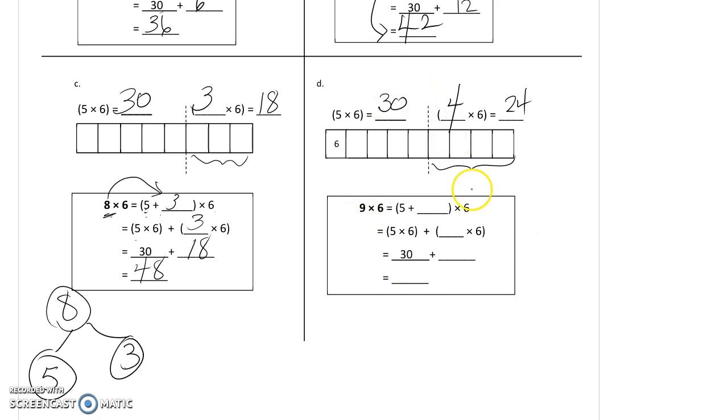So we put it together down here. I have a total of 9 groups, which I can break into a 5 fact plus a 4 fact. 5 plus 4 is 9. There's still 6 in each group. Now under here I'm multiplying each of these pieces times the 6 in each group. So 5 times 6 is 30, plus 4 times 6 is 24. So when I add these two together, I get 54. And that's the answer to 9 times 6.